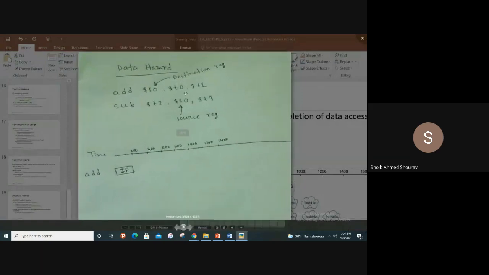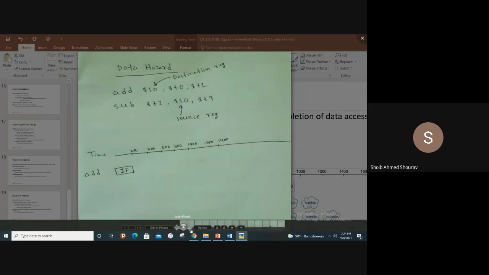So, if there is anything like that, where the first instruction's destination register is the same as the second or next instruction's source register, then we have a data hazard.